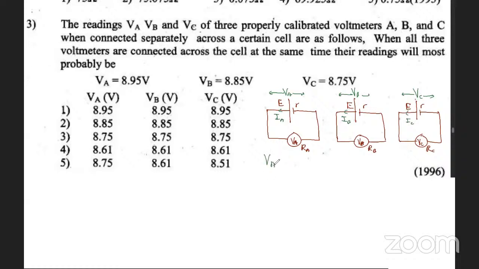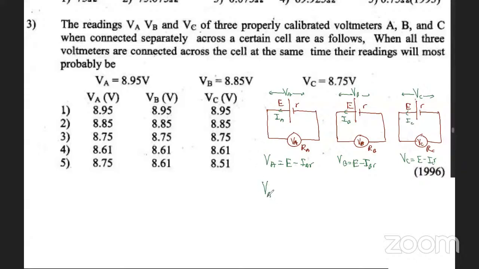Now VA, what is VA? VA is equal to E minus IAR. VB is equal to E minus IBR. VC is equal to E minus ICR. Can someone tell me which voltmeter has the highest internal resistance? They have given you the values, right? VA, VB, VC. Let's do some analysis.